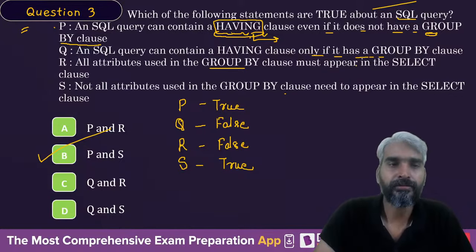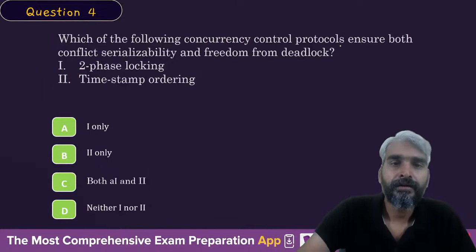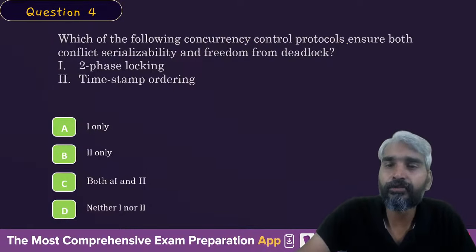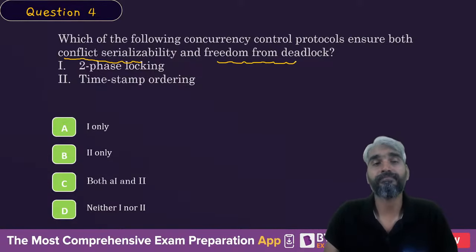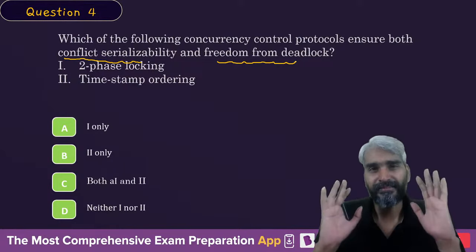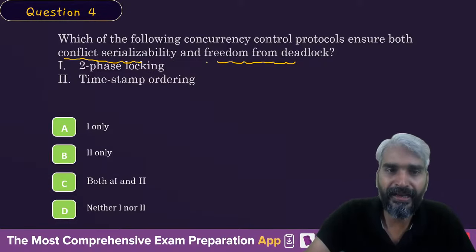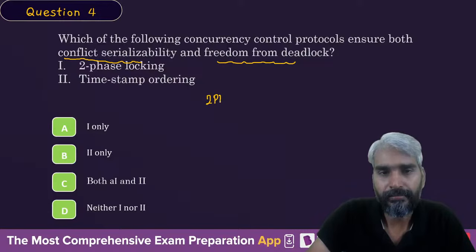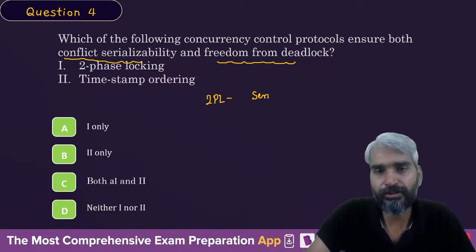Okay, so let's move to the next question. Which of the following concurrency control protocols ensures both conflict serializability and freedom from deadlock? Does 2PL ensure serializability? Yes, that is known to everyone that 2PL ensures serializability.